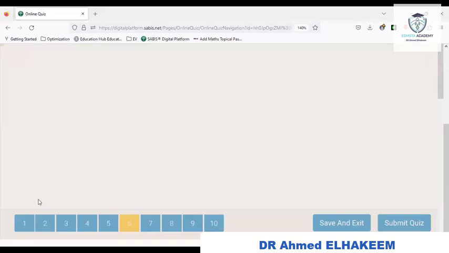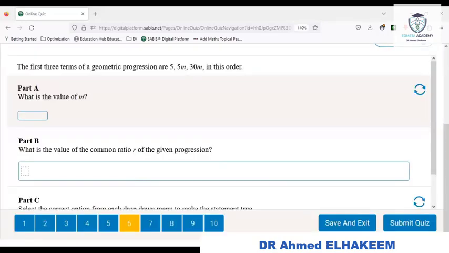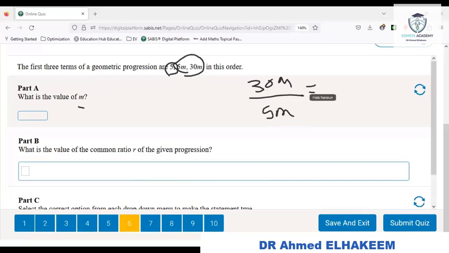Okay, here, because you don't have an m, you just take these two: 30m divided by 5m, which is 6. So the common ratio is 6.